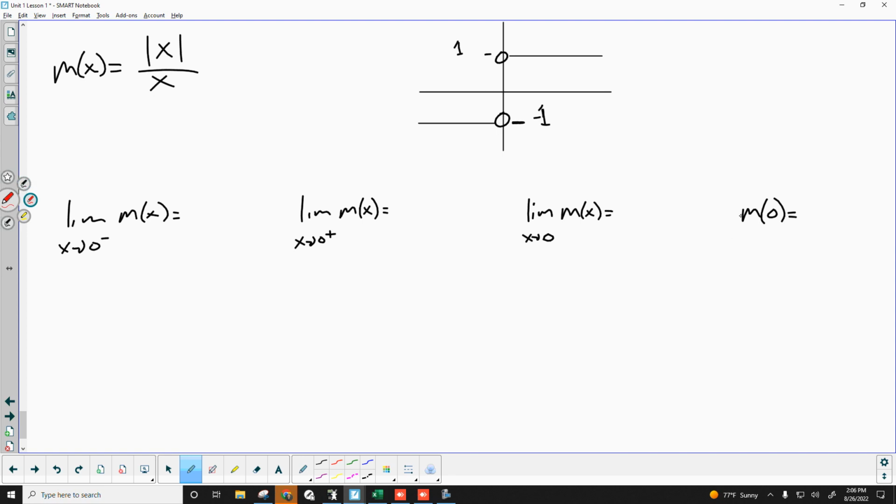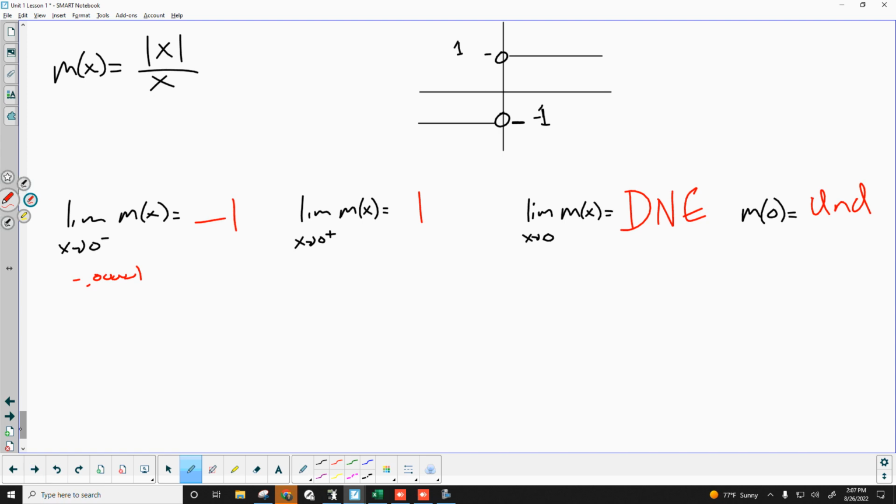If you plug in 0, you can't do that. You get 0 over 0, and 0 over 0 is bad. But if you plug in negative 0.0001, you'll get something. It's not divided by 0, it's divided by something close to 0. Negative divided by its same self, that's negative 1. Oh, I can see it on the graph. Same deal here, you get 1. This does not exist. This is undefined.